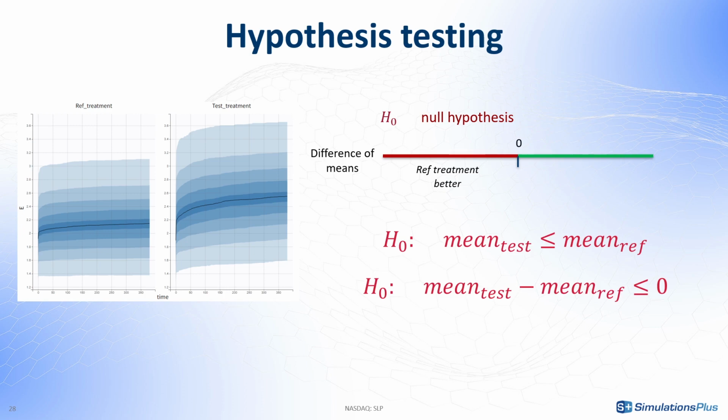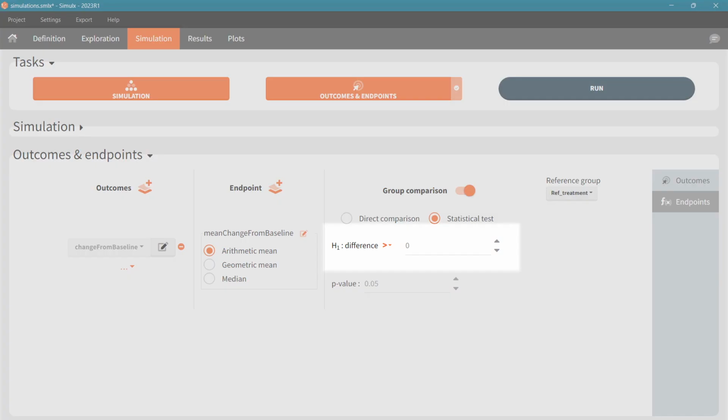So, the null hypothesis is that the reference treatment is better than the test treatment. The statistical test will verify if this null hypothesis is likely or not. If it is sufficiently unlikely, for example, if its probability of being true is below 5%, then the null hypothesis can be rejected in favor of the alternative hypothesis, suggesting that the test drug is indeed superior and consequently the difference in means is greater than 0. This is what we want to prove in the statistical test in Simulx.